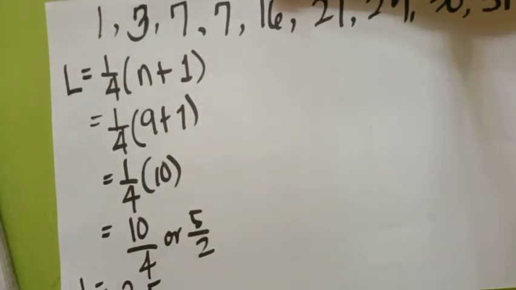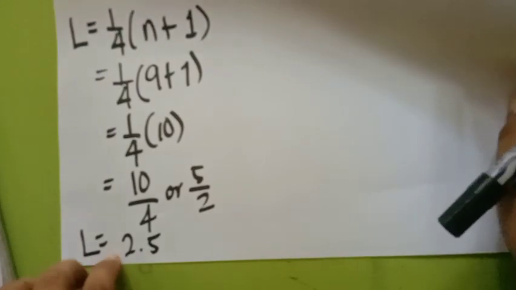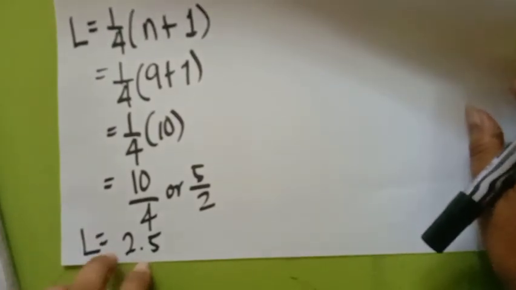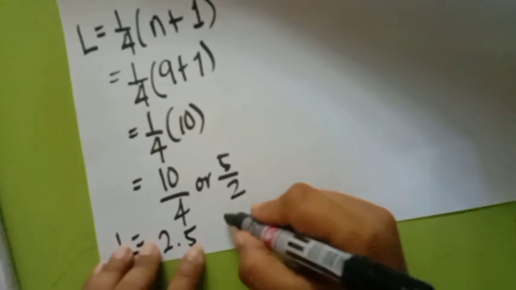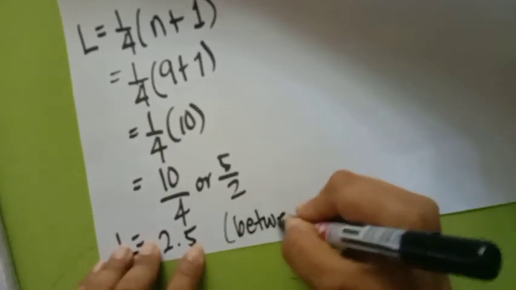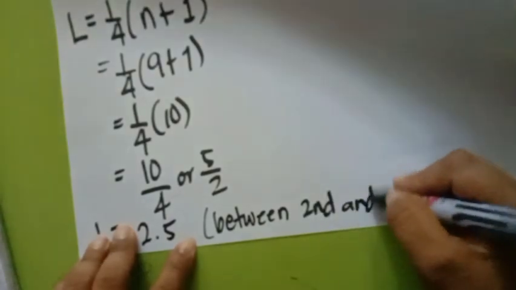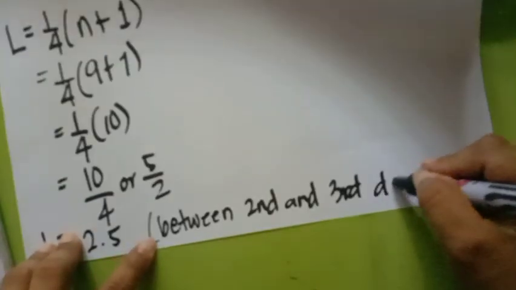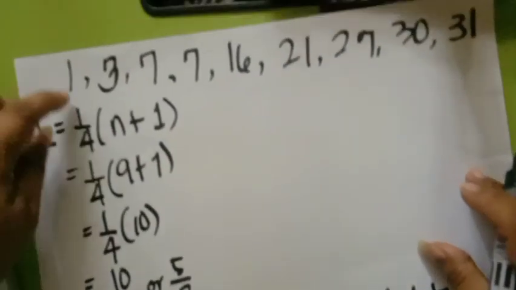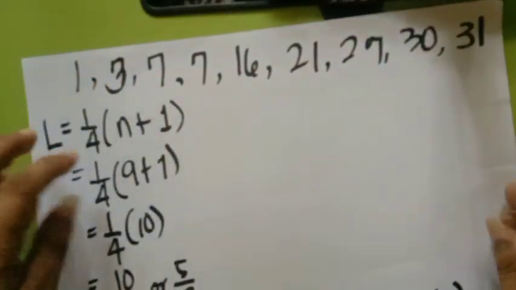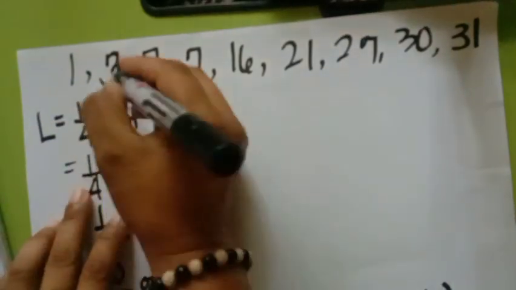Okay? So, hindi na tayo mag-round up o round down dito. Ang gagamitin natin is the linear interpolation. So, ano yung step ng linear interpolation? After ninyong makuha yung L, yung L natin is 2.5. Di ba yung 2.5 nasa pagitan siya ng 2 and 3? So, this is between the second and third data. Hanapin ninyo yung second and third data dito. The second and third data is 3 and 7.